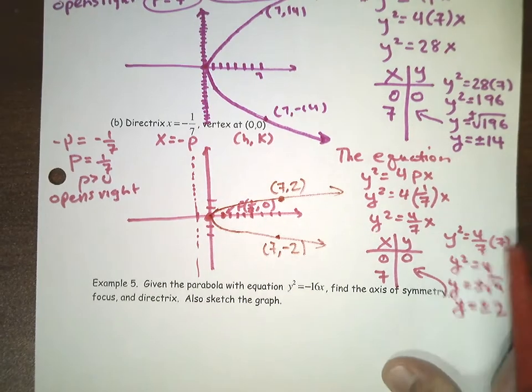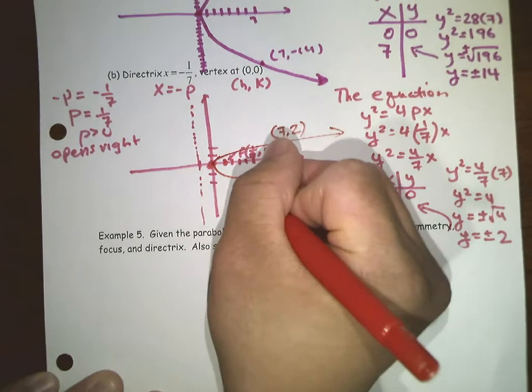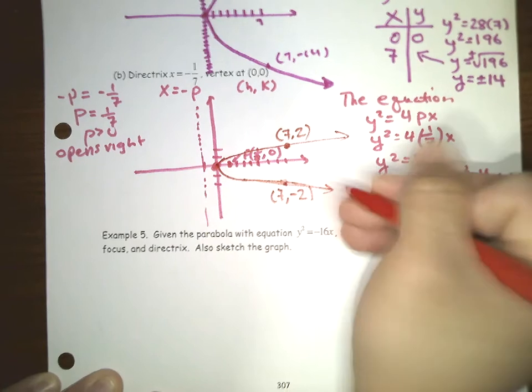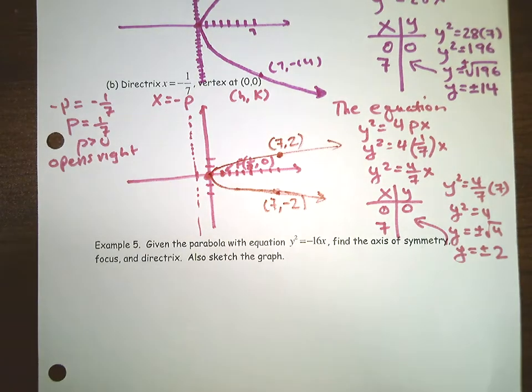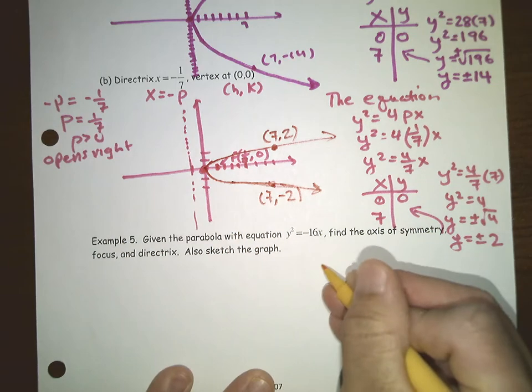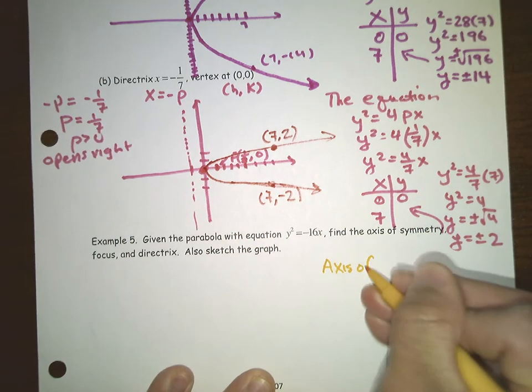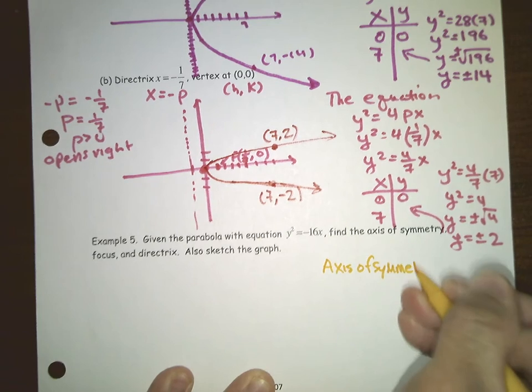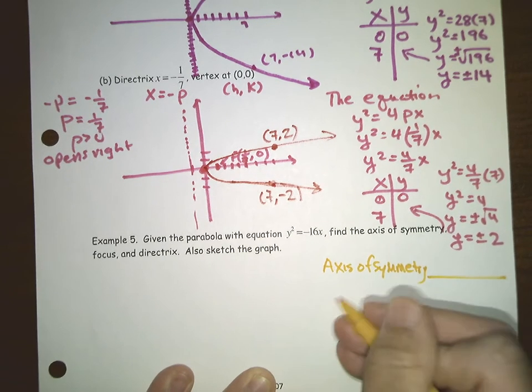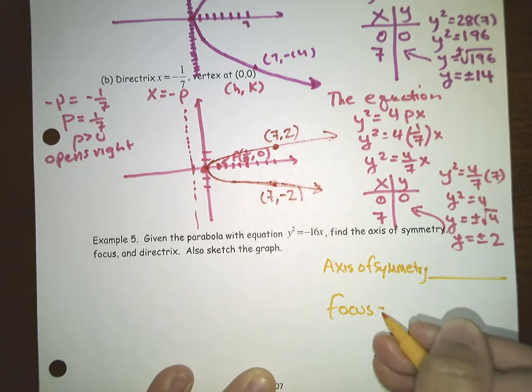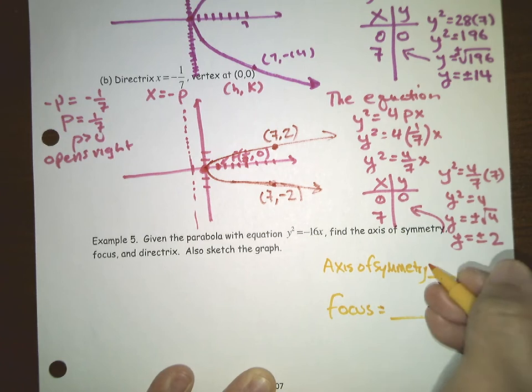Excuse me. So I hope that you enjoyed this. So here is another example. Given the parabola with the equation y squared is equal to negative 16x, find the axis of symmetry, focus, and the directrix. So they want the axis of symmetry, and they want the focus, and they want the directrix.